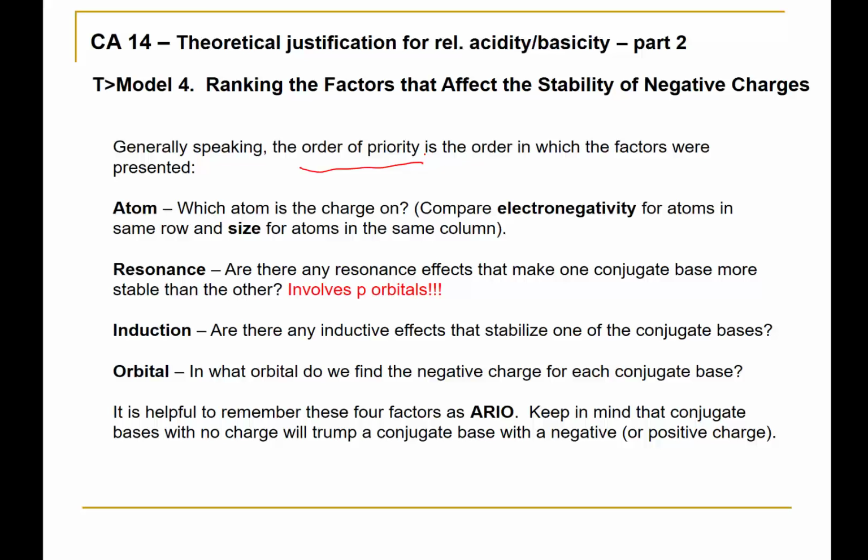I think it would be difficult to look at a structure and decide which is the most acidic proton, and if you didn't have the hierarchy, you might jump right away to looking at the orbital effect, and it might lead you to the wrong conclusion. So I like the fact that we have these 4 factors, and there is a place to start. What is the atom effect?